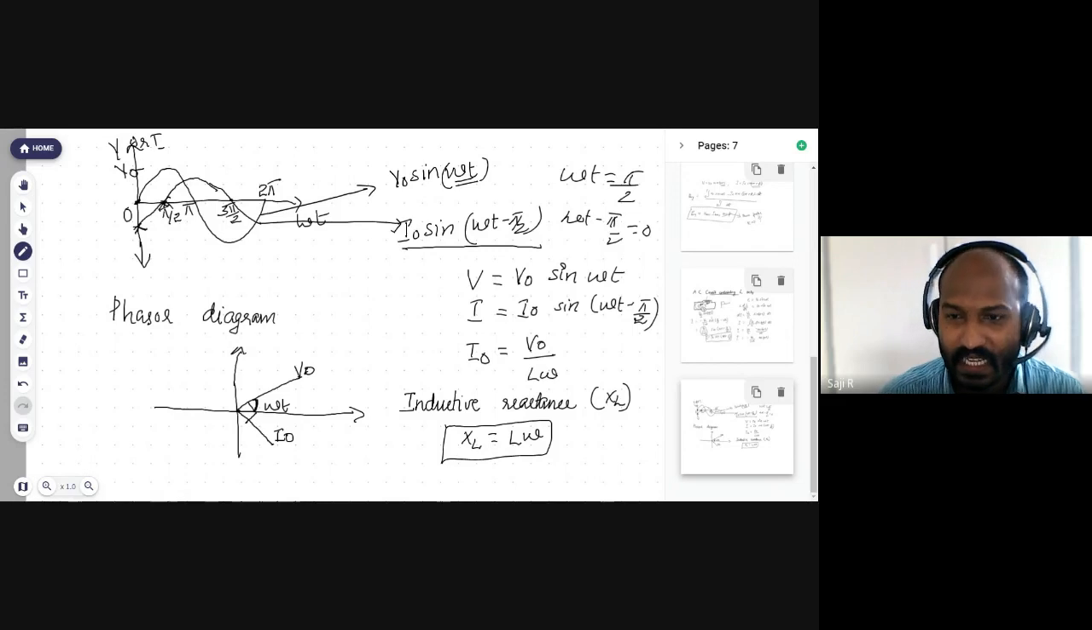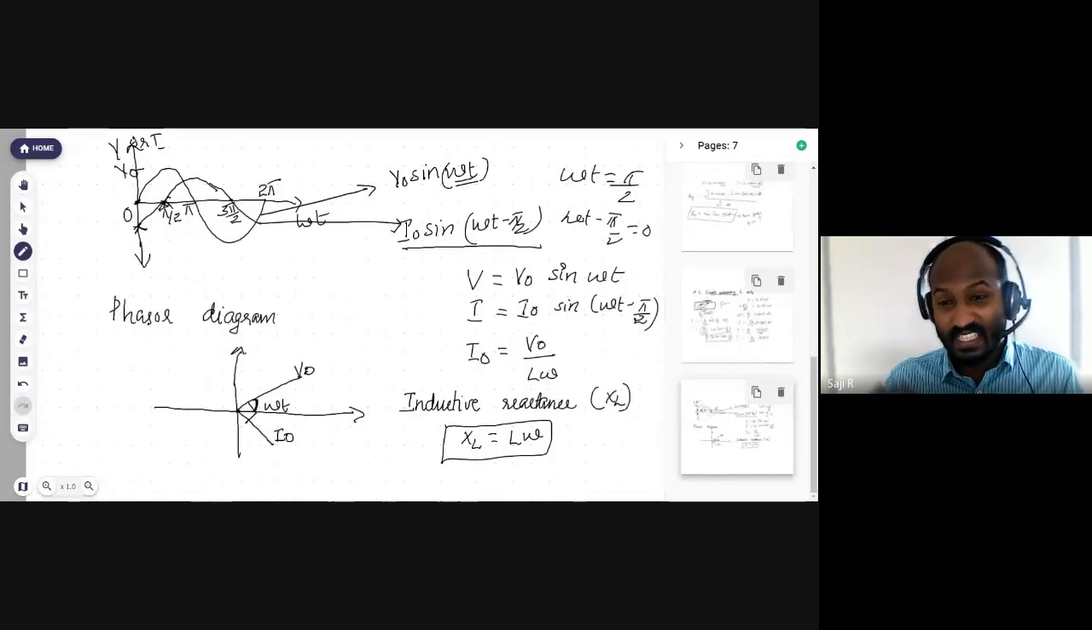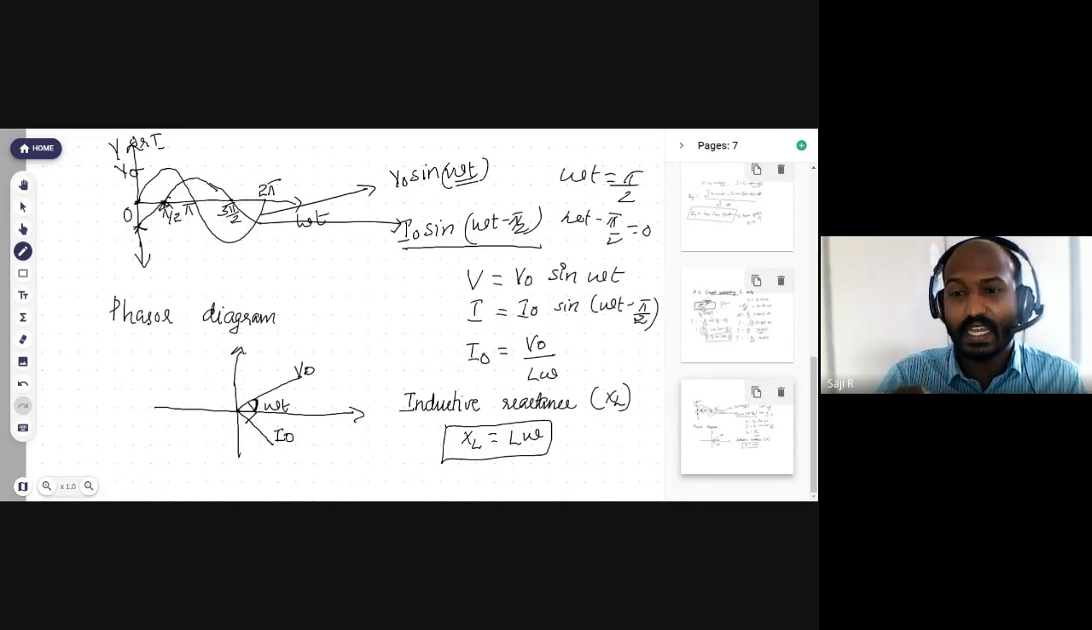But still it opposes the current. Or in another way we can say it still opposes the change in current flowing through the inductor. That ability of the inductor to oppose the change in current is known as inductive reactance. Or in a simple way we can say that the resistance of an inductor is known as inductive reactance. So the unit of XL will be ohm itself.